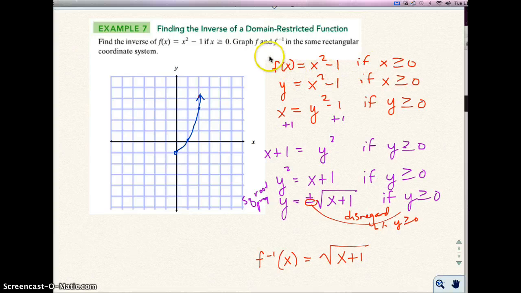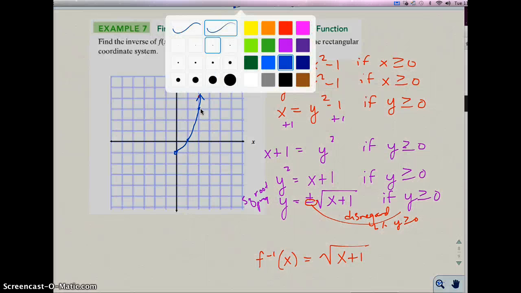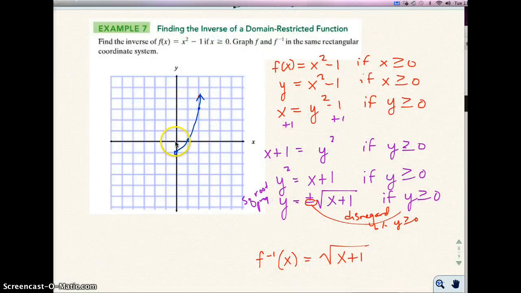Now if I want to graph f inverse, I'm going to take all these points, 1, 2, 3, and I'm going to switch them around or interchange them. Put that in green. So this is 0, negative 1, so I want negative 1, 0. This is 1, 0, so I want 0, 1. This is 2, 3, so I want 3, 2. And I'm going to do the inverse in a dotted line. So this is f inverse. And this is f.